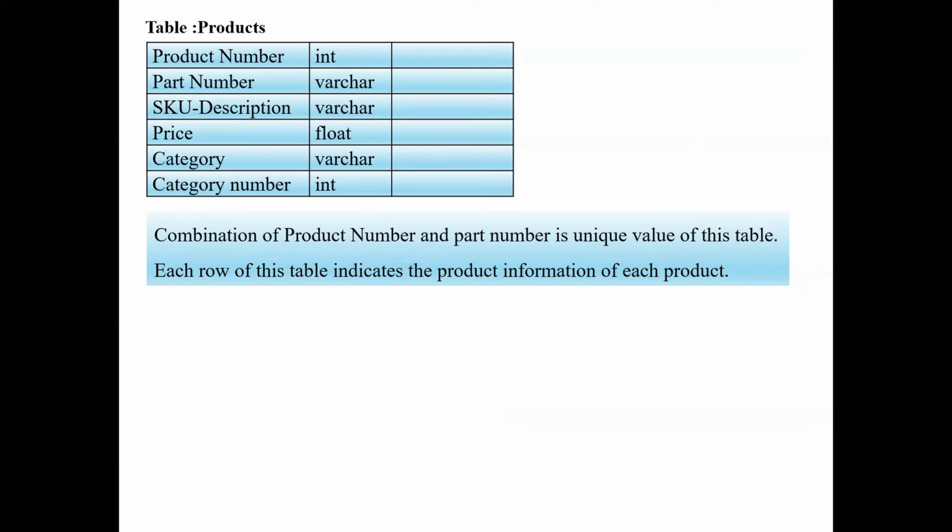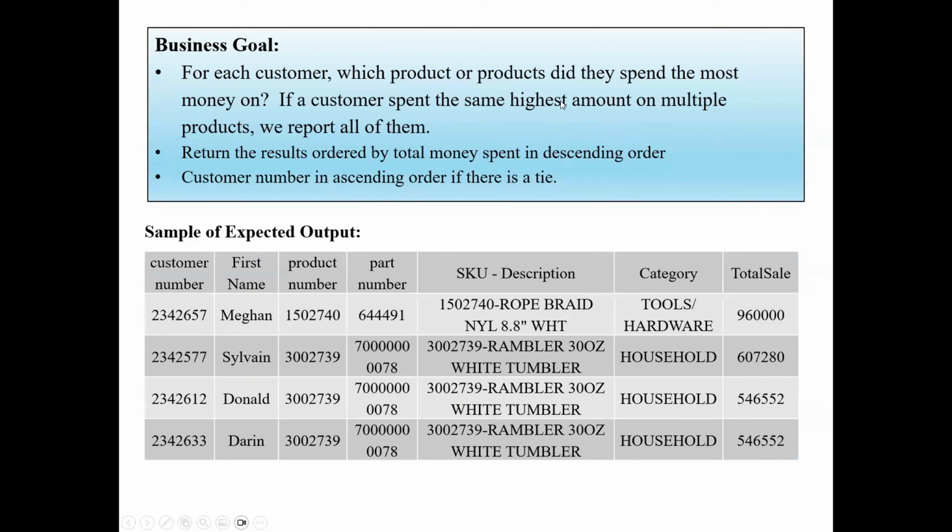Our task is to link these tables to figure out, for each customer, which product or products did they spend the most money on. If a customer spent the same highest amount on multiple products, we report all of them. Finally, we must return the results ordered by total money spent in descending order and customer number in ascending order if there is a tie. The sample of output result format is in the following table.